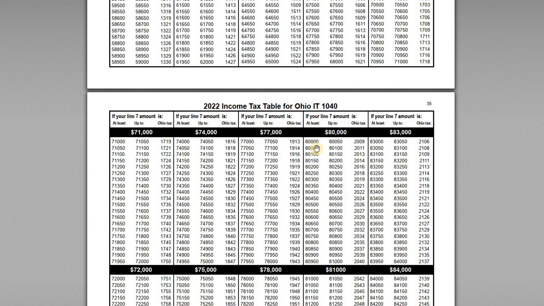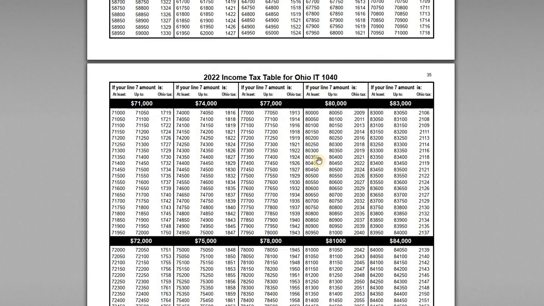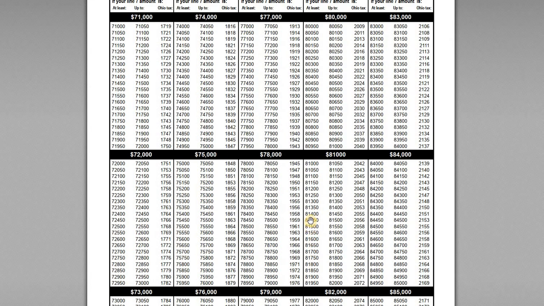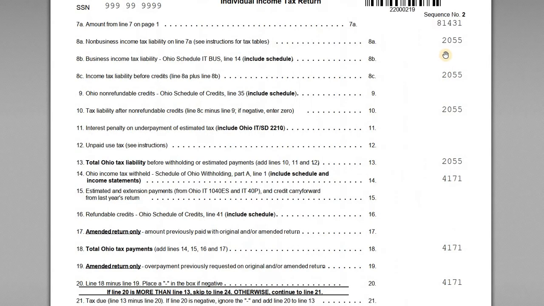So we've got 80,000 here. So we're looking for 81,431, 81,400. So this is the range we need to be in, right? 81,400 to 81,450 is $2,055 of taxes. So we put $2,055 in non-business income tax liability. The business income tax liability, we have no entry there because we don't have any business income. We only have non-business income, which is interest, dividends, capital gains, wages, right, and things like that.